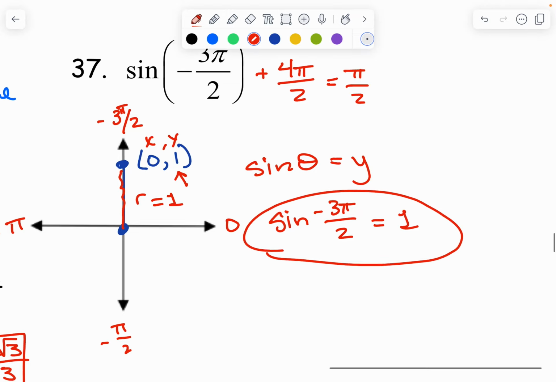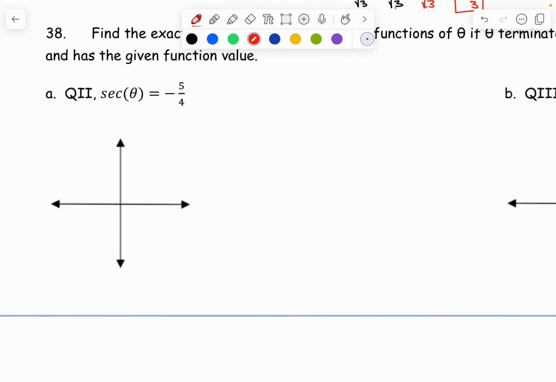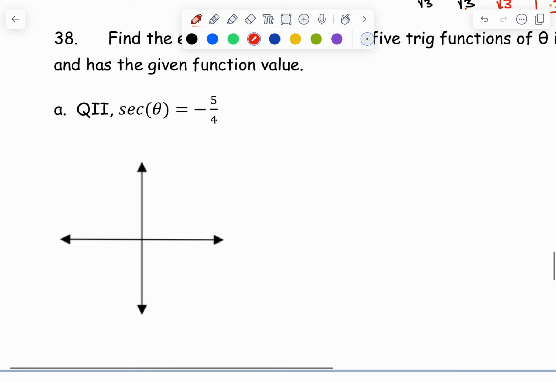All right, one left. Find the exact value of the other 5 trig functions of theta if theta terminates in the given quadrant and has the given function value. I'm going to start just by showing you this one. I'm not going to do it for you. I am going to run out of time, so I'm going to do 38b.